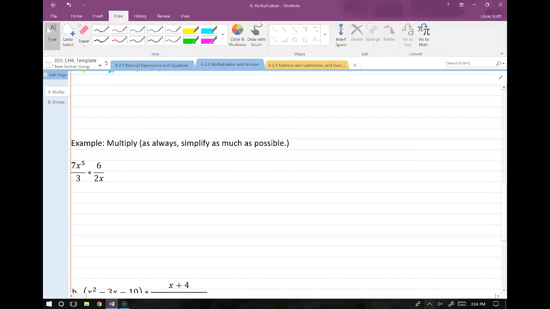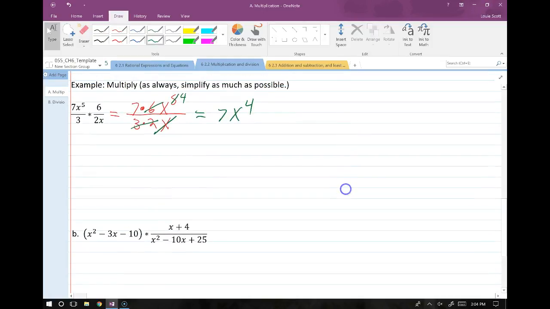All right, so here is an example. Once again, it's multiplication, so we just go straight across. So I have 7 × 6 times x^5 over 3 × 2 × x. We're going to notice real quick that 3 × 2 = 6, so those two are going to cancel. We can also cancel 1x from the bottom, which leaves us 4 on the top, and we get 7x^4 as a result.